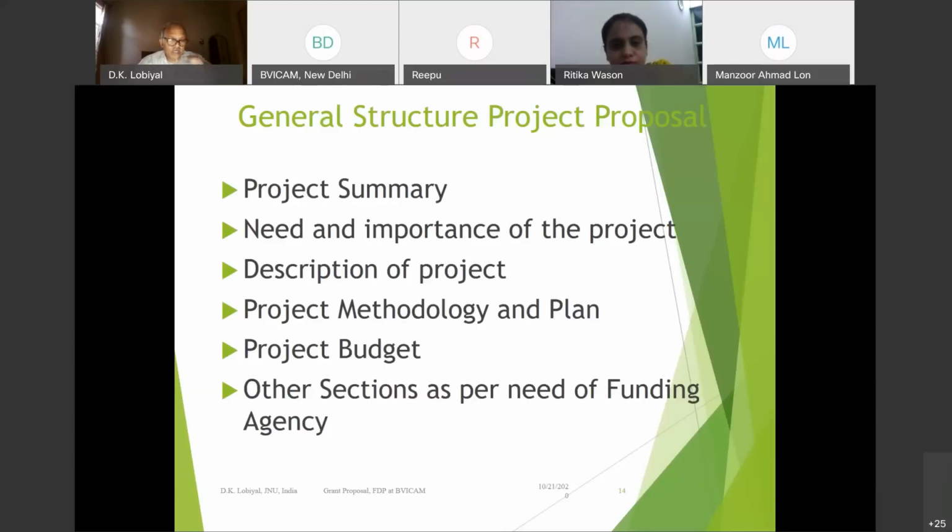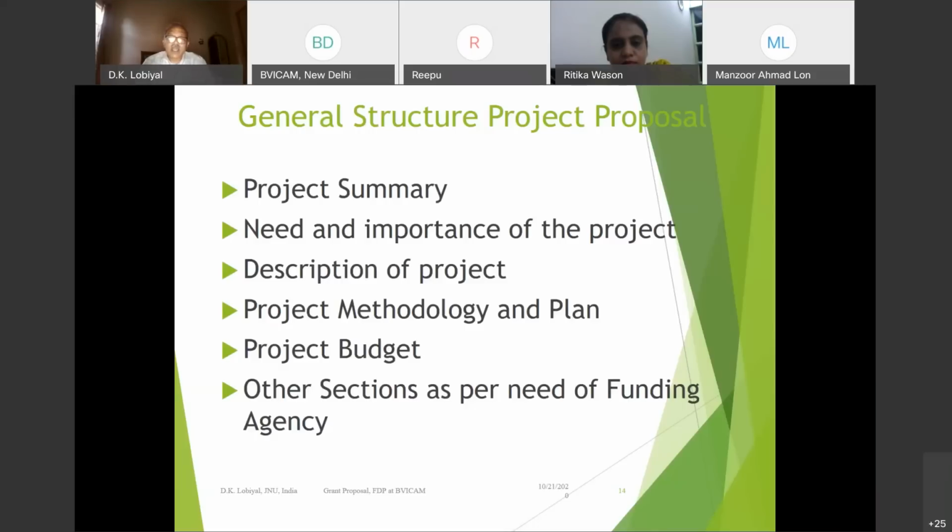When I talk of your budget, you need money to implement this or to carry out this project. And this is not about the money you need, but you have to give also justification. Why do you need this money and this much money? A proper justification has to be given. First, you have to give budget, then you have to give justification for that budget.